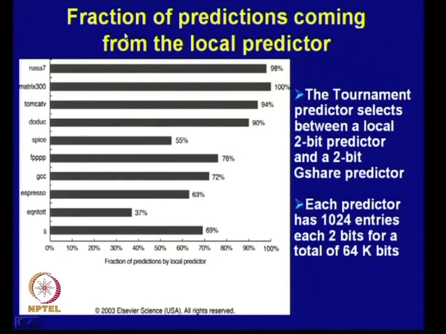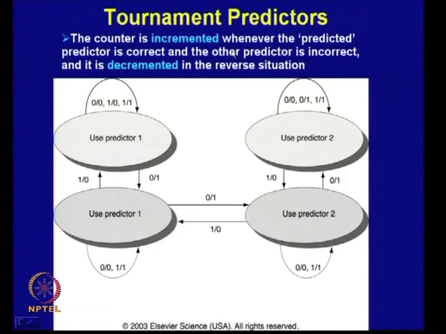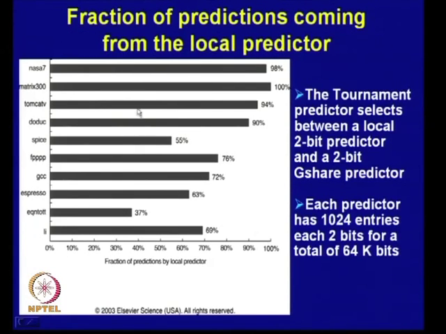Now, this particular diagram shows the fraction of the predictions coming from the local predictor. So, we have seen earlier that either predictor 1 can be used or predictor 2 can be used, and this particular diagram shows for different benchmarks whether predictor 1, that is the local predictor, has been used, or the global predictor has been used.